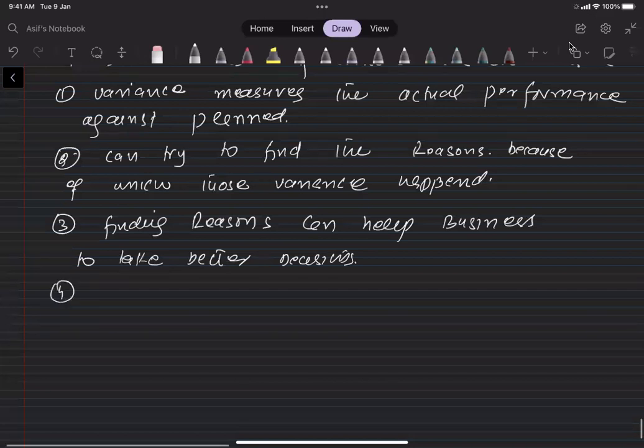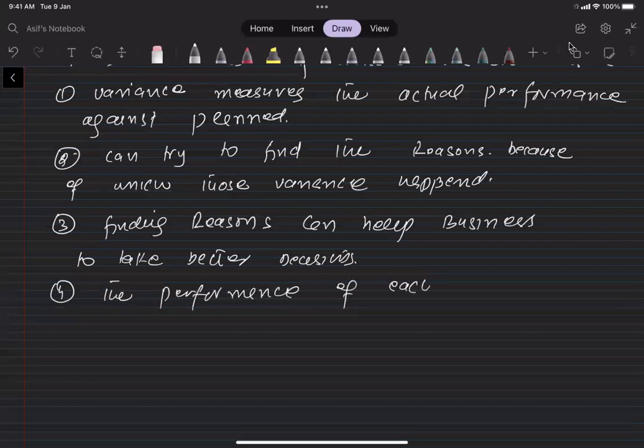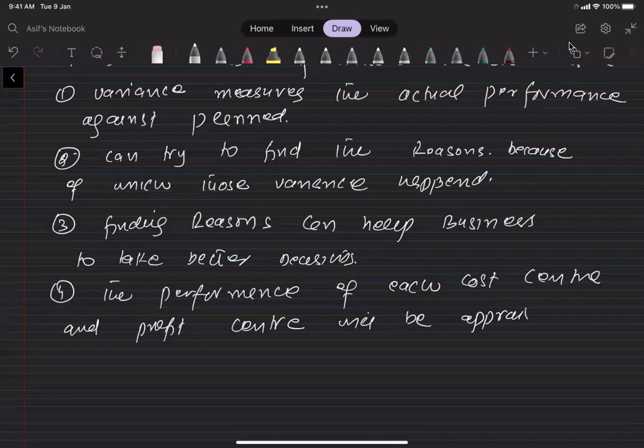Similarly, if we do variance analysis, the performance of each individual cost center and profit center may be appraised according to accurate objectives. If we want to give them appraisals, increases in salaries or whatever, it will be based on their actual performance and according to the budgeted performance.